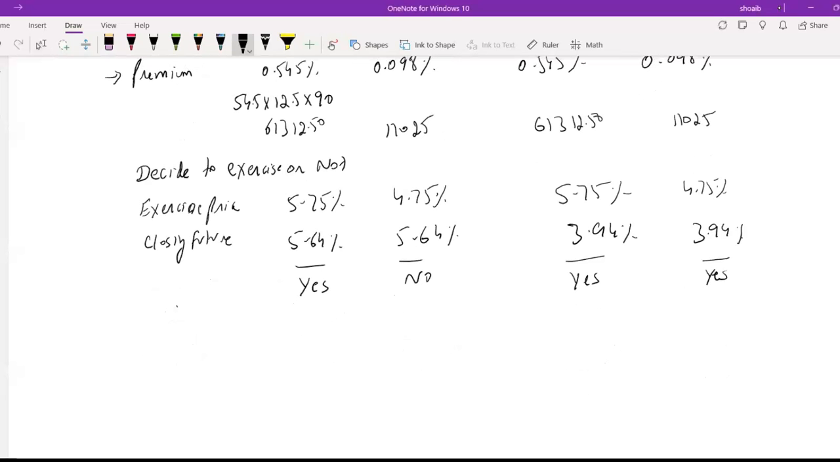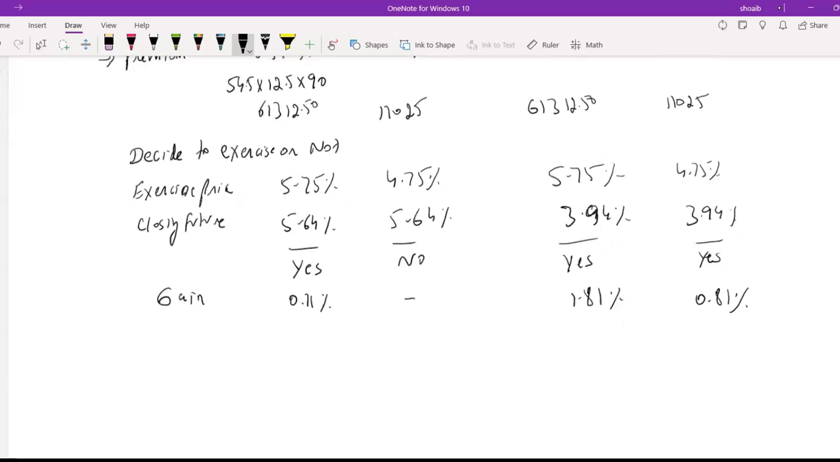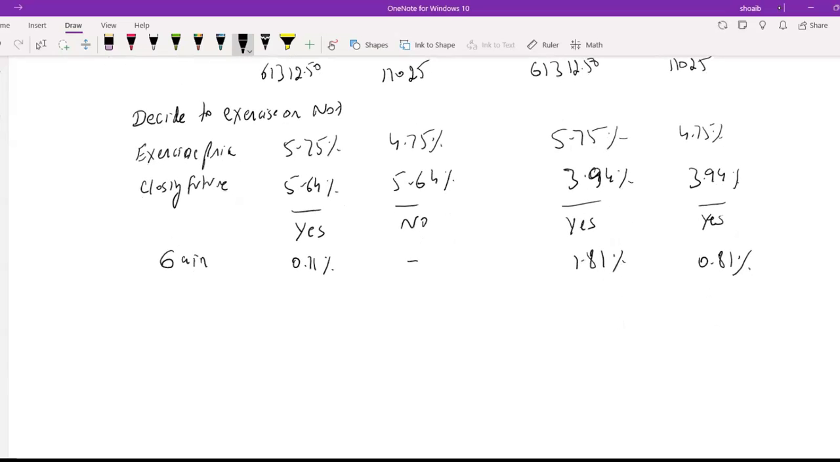Now you can calculate the gain. Gain is 0.11. Gain is 0.81. Sorry. What is the gain? 5.75 minus 3.94. 1.81. And 0.81. Okay. You can convert it into absolute amount. That is using the same technique.